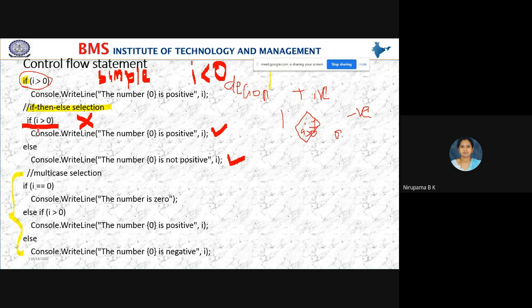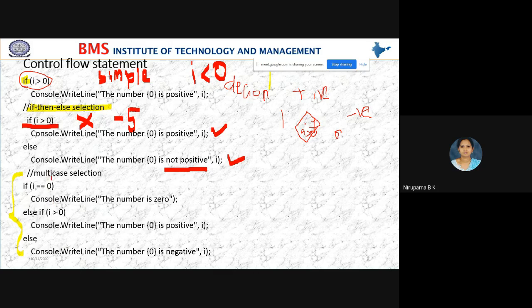If I is greater than 0, I is nothing but some number. I assume I is equal to 5. If 5 is greater than 0, then definitely it is positive. If I is minus 5, is the condition I greater than 0 true? No, this condition is false. Minus 5 is less than 0, so it will execute the else part. In the else part, what I have written is: the given number is negative.